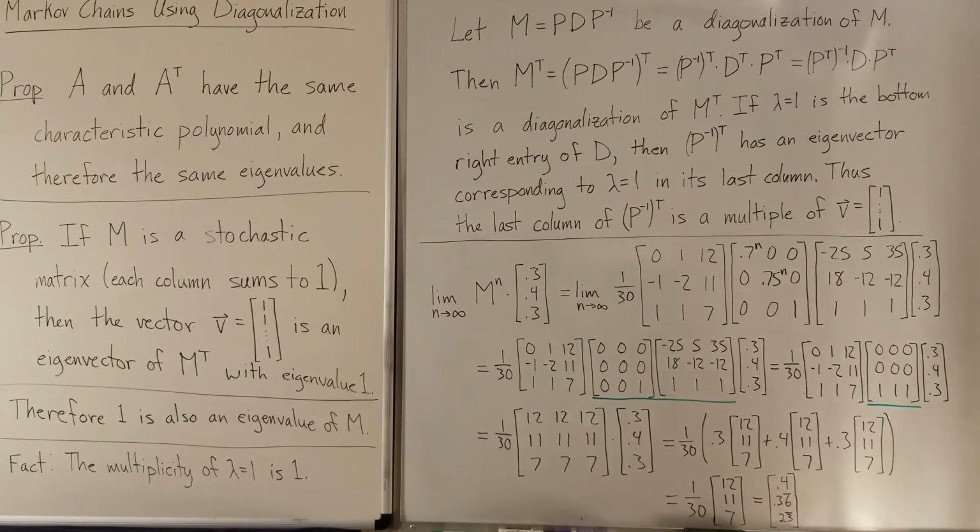When I say multiplicity here, I actually mean the algebraic multiplicity as opposed to the geometric multiplicity of lambda equals 1. The algebraic multiplicity, remember, is the multiplicity of the eigenvalue as a root of the characteristic polynomial, whereas the geometric multiplicity is the dimension of the lambda equals 1 eigenspace. And saying that the algebraic multiplicity is 1 is also saying that the dimension of the eigenspace is 1. In other words, there's only one eigenvector corresponding to lambda equals 1.